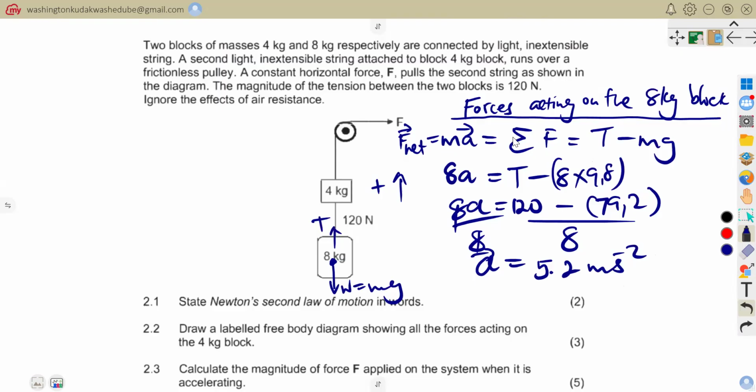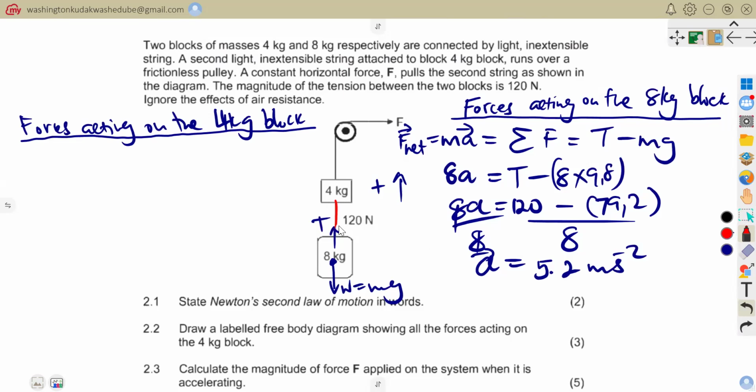Now that I've used the 8 kg block to find the acceleration, I'm now able to use the 4 kg block to find this force. So I would say forces acting on the 4 kg block. I now need to look. On the 4 kg block, I can see that I also have this tension. I've got that weight. I also have that force F.